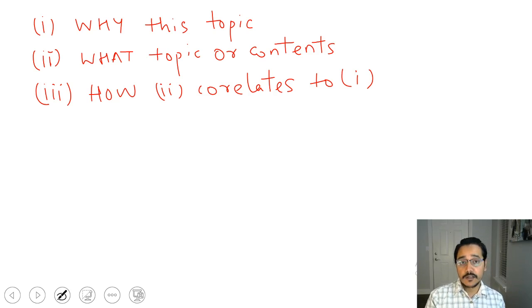That is, why are we learning this subject? What are the topics or the contents that are going to be covered in this subject? And then how do the topics or the contents that we learn relate to the motivation behind learning this particular subject? Okay, so to begin with, let us consider a very specific problem scenario. Okay, a realistic problem scenario that will help us appreciate the importance of this particular subject.